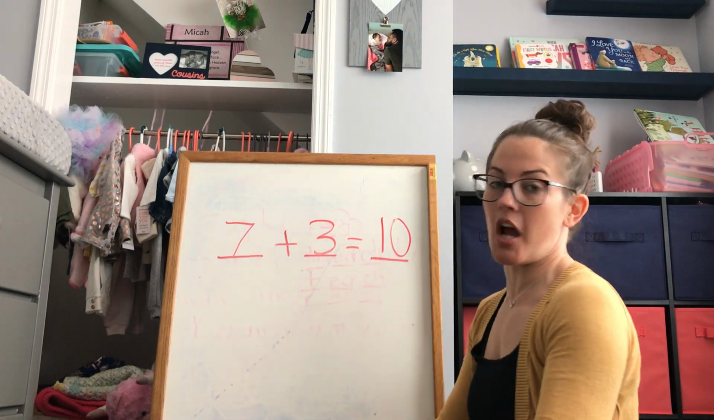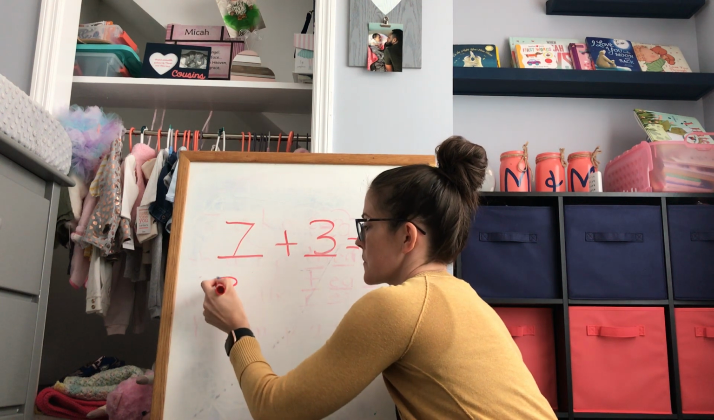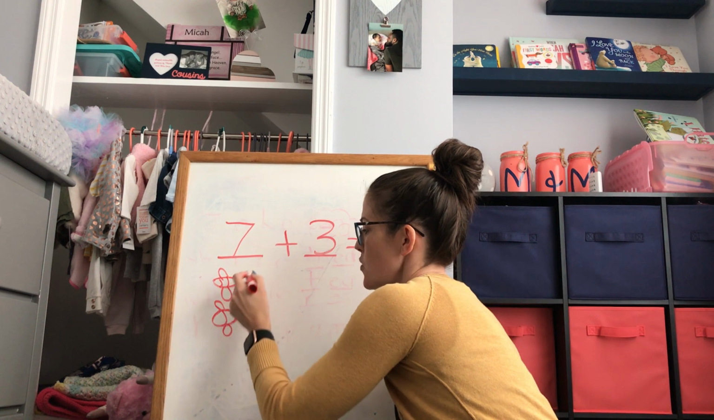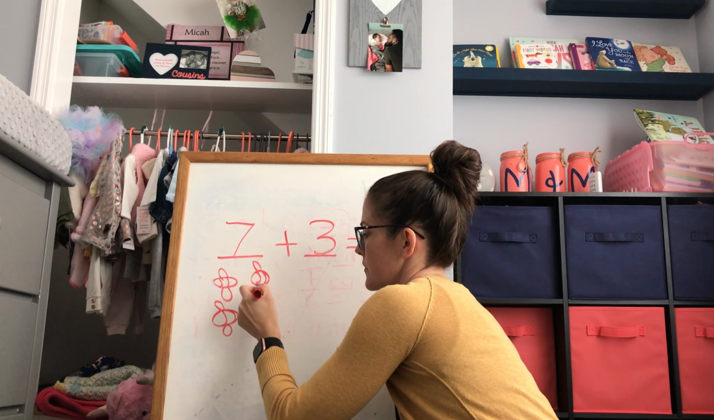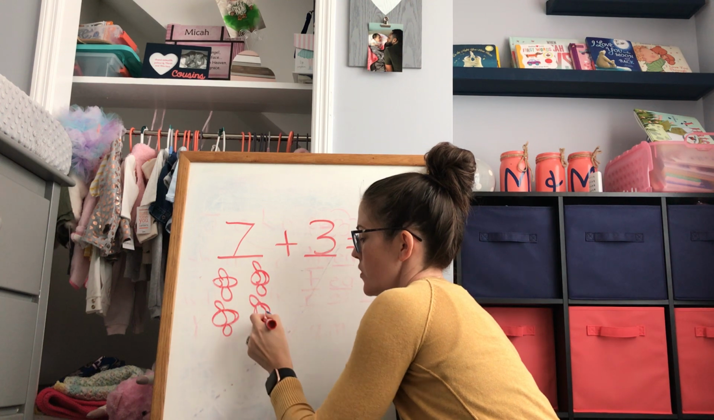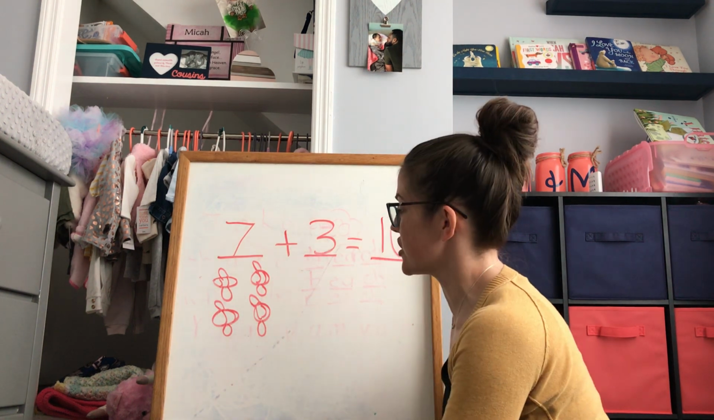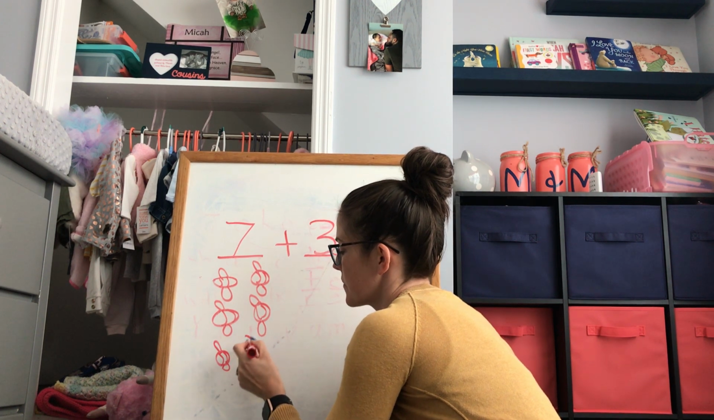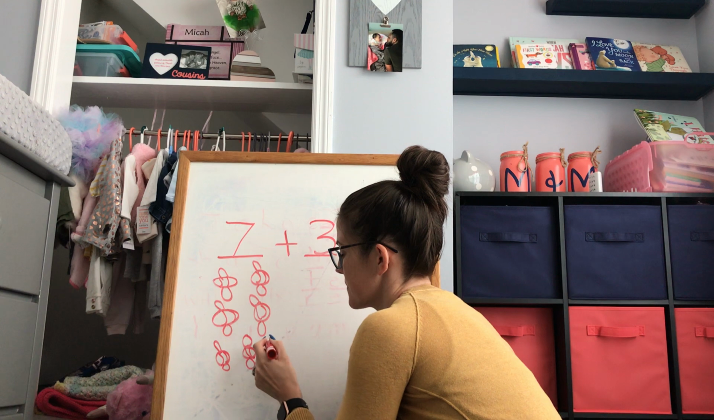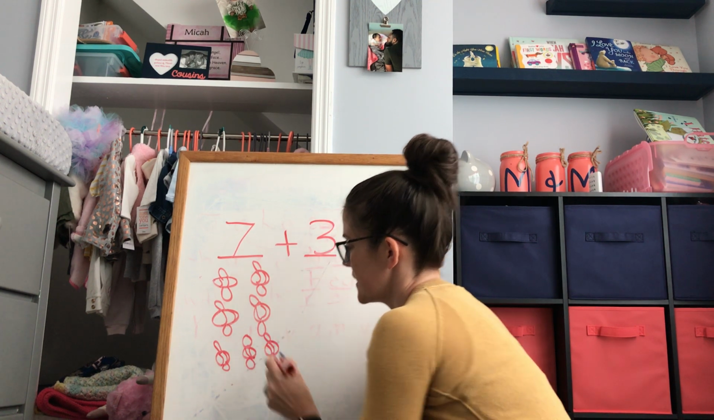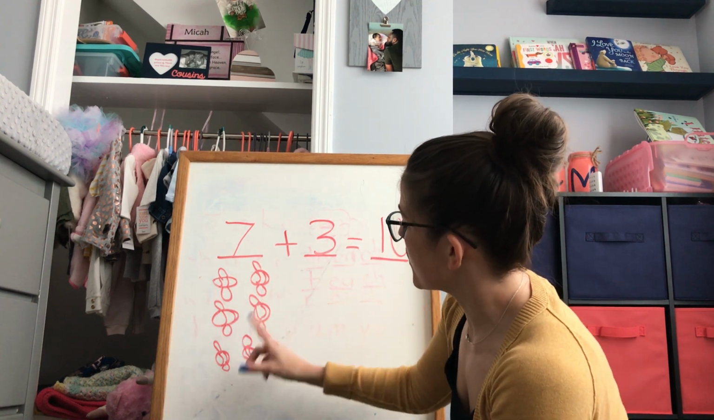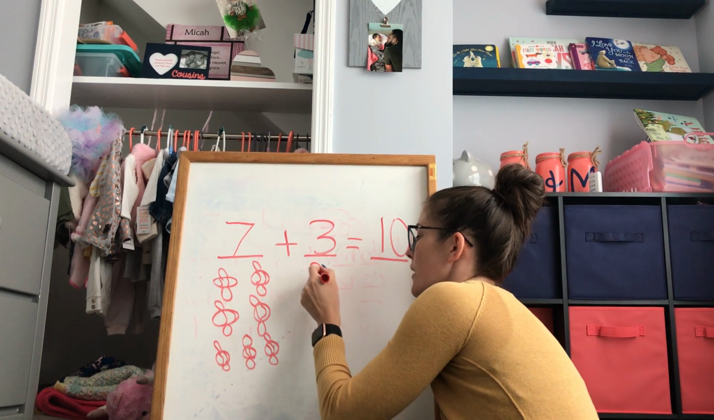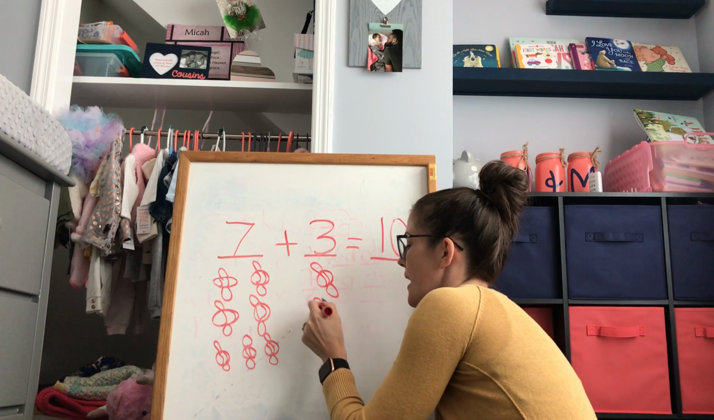How can I show how I know? I'm going to draw my bees. 1, 2, 3, 4. Remember, we're not really worried about what the drawing looks like, just as long as we can count it. 5, 6, 7. Let me double check. 1, 2, 3, 4, 5, 6, 7. Yup. And then 3 more bees came. So I need 3 more. I'm not taking bees away. I'm adding them.